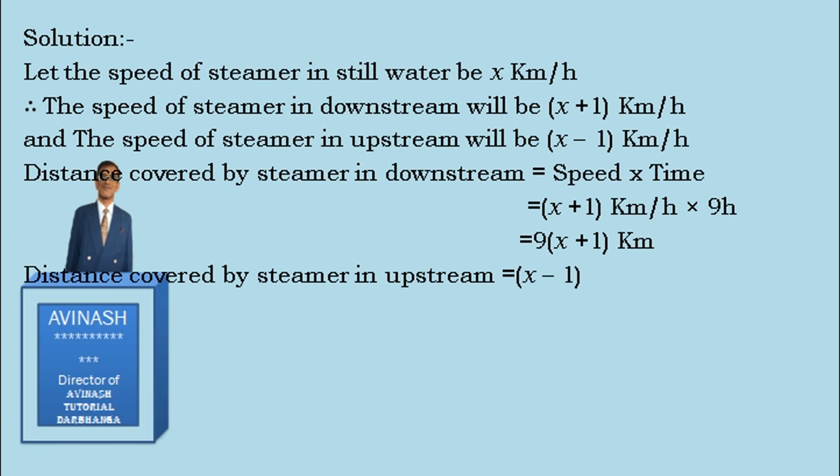The distance covered by the steamer in upstream will be speed into time, and here the speed in upstream is x minus 1 kilometer per hour, and the question said it took 10 hours. So we will get 10 into (x minus 1) kilometer.